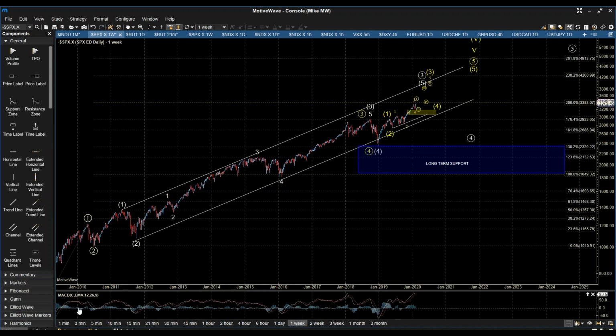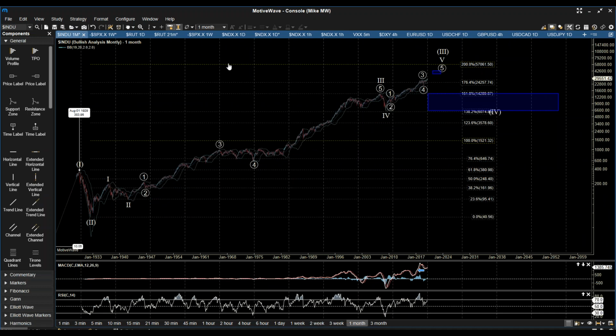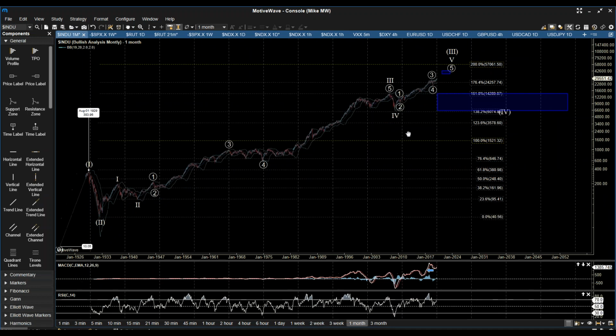Let me go back. I have a question about that. Shouldn't the wave 4 in '09 come back to the 1.0 extension? Corrections don't have to move all the way down to the lower end of support. Going back to 2009, oftentimes in very bullish markets we'll see very shallow corrections, and we'll see things retrace towards the upper end of the retracement zone.